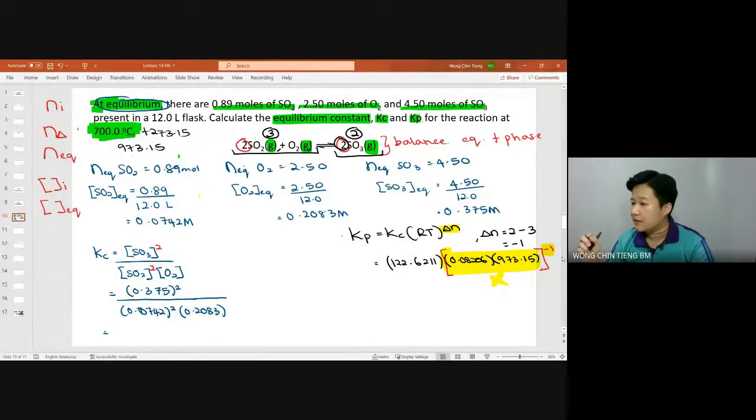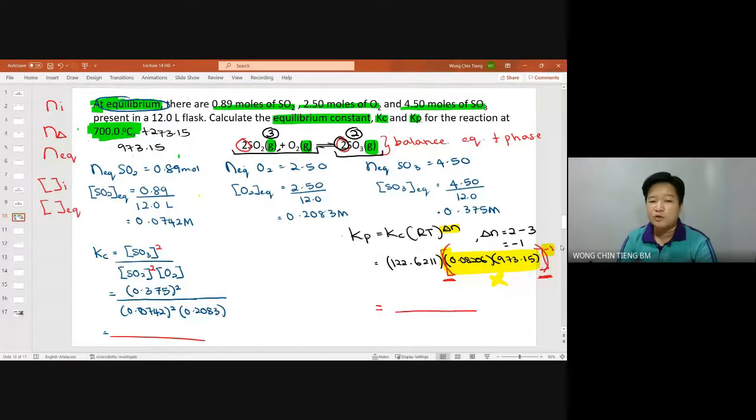Do you realize that? Okay? So make sure you use the bracket in your calculator. Make very good use of the bracket. The delta N is to everything in the RT. Okay? And then you will get easily your answer in KP. But in my KC and KP don't have unit in our syllabus. Okay? In our syllabus, they take the unit. Okay? Any question about this formula?